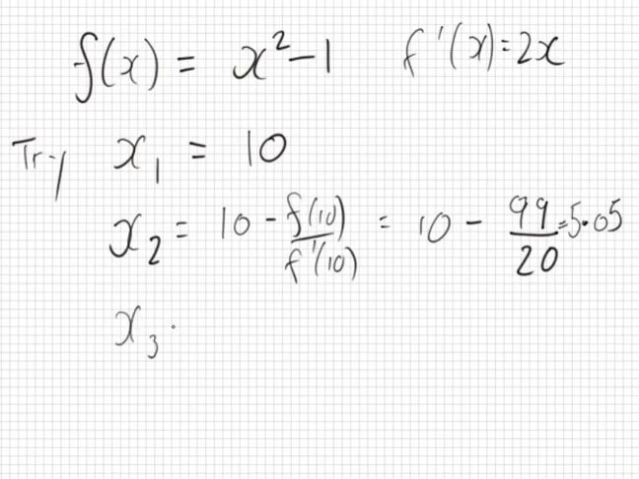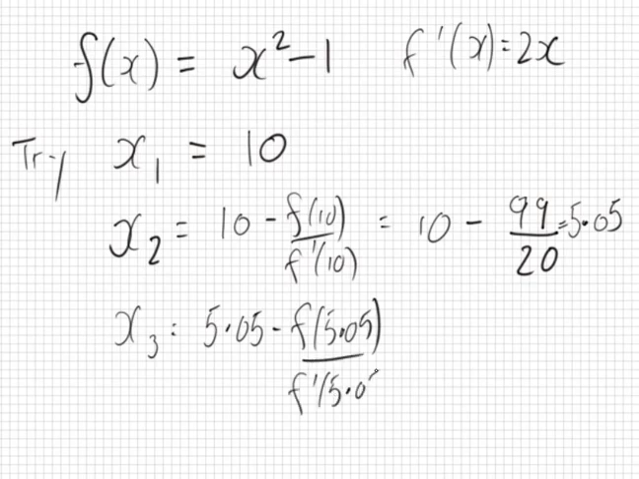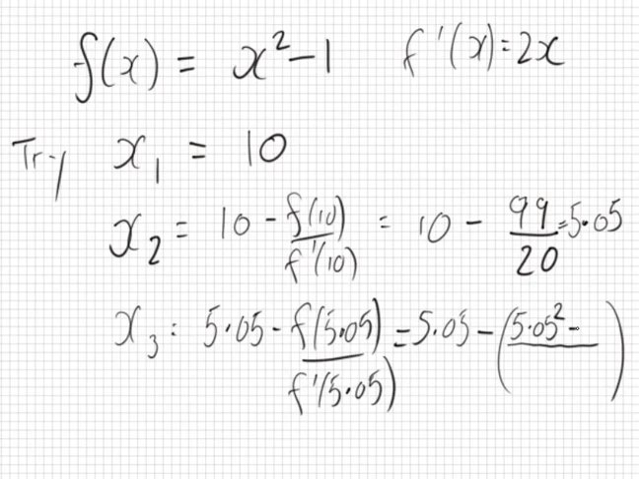x3 would be 5.05 minus f of 5.05 over f derivative 5.05. So that would equal 5.05 minus, then big brackets here, 5.05 squared minus 1 over 10.10, because it's 2x. So can somebody type that in, please, and tell me what you get?